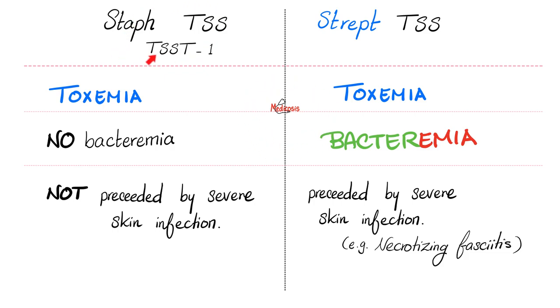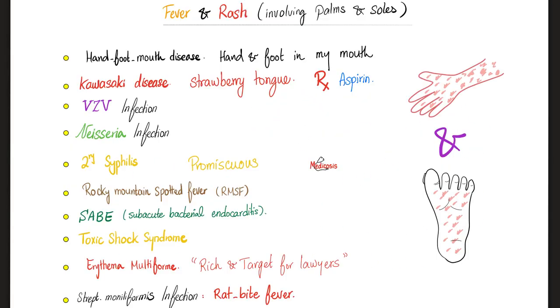Third, staph toxic shock syndrome is not preceded by severe skin infection, unlike strep, usually preceded by severe skin infection such as necrotizing fasciitis or a bad cellulitis. Coagulase positive, coagulase negative. Think. Don't forget that toxic shock syndrome is one of the rashes that involve the palms of the hand and the soles of the feet. There are not many rashes in medicine that can cause this.